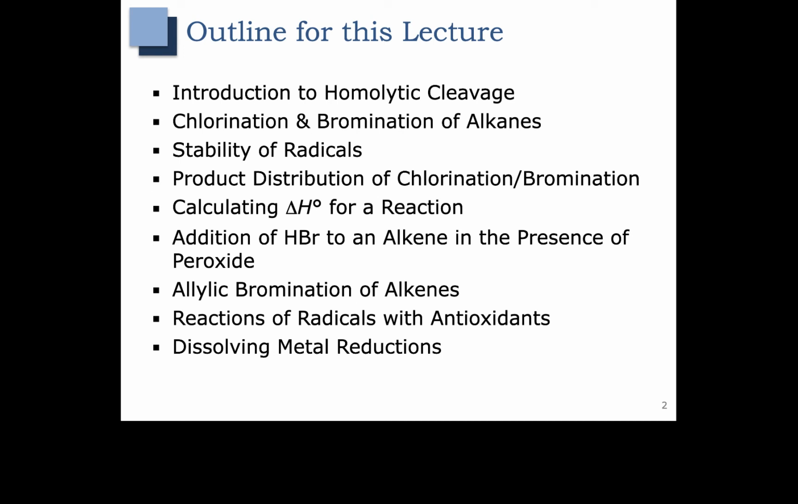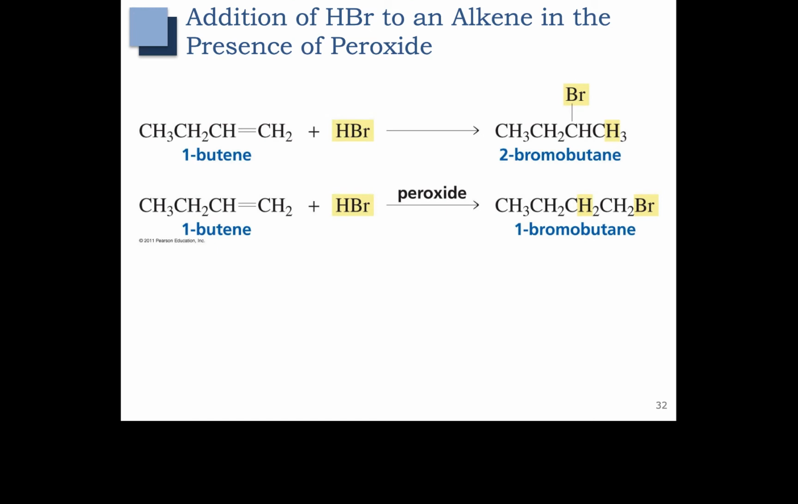In this lecture, we're going to talk about addition of HBr to an alkene in the presence of peroxide. Typically, when you add HBr to an alkene, you end up with the Markovnikov product, where the bromine goes to the more substituted position. Let's briefly review this.